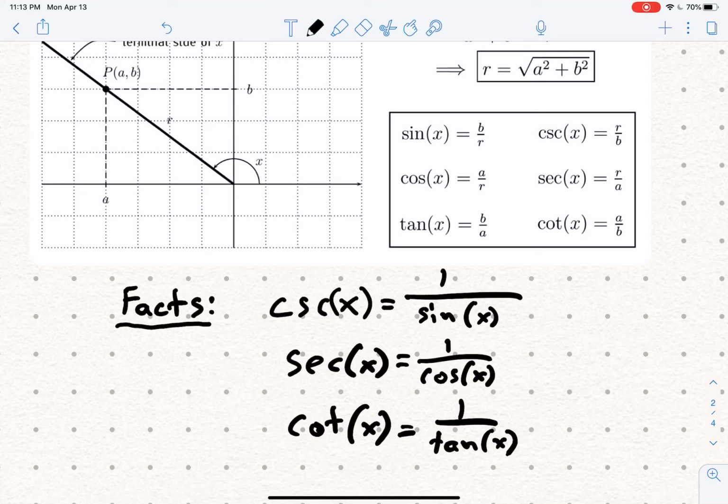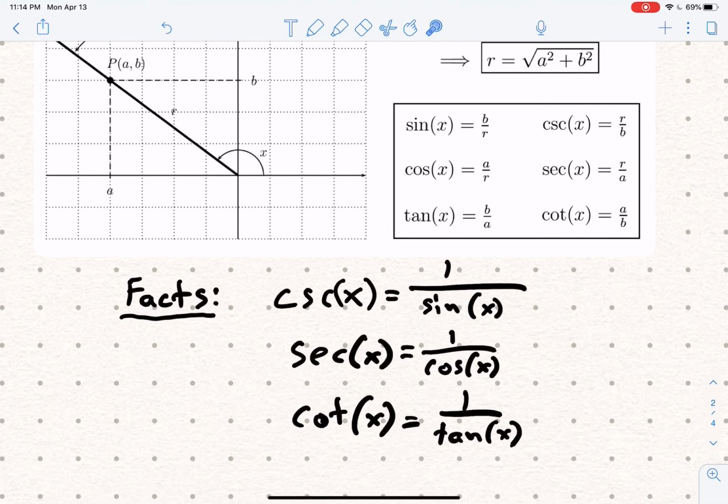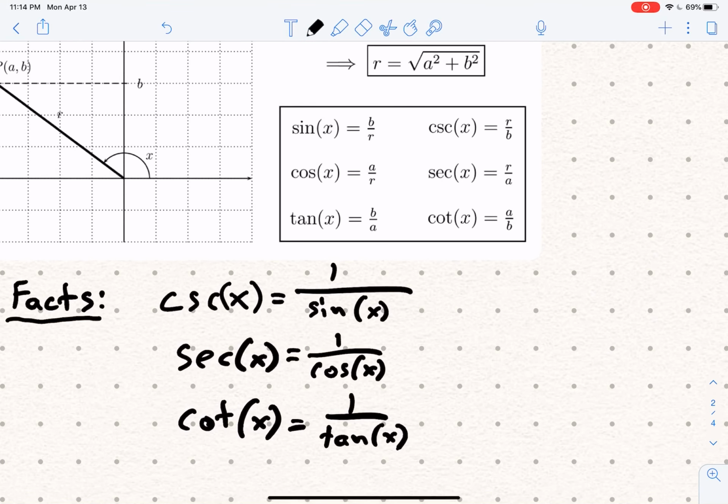Another thing to notice is that there's a relationship between tangent, sine, and cosine. If you take sine of x, that's b over r, and you divide it by cosine of x, that's a over r, and simplify that fraction. It's a little bit of a messy fraction, but you flip the bottom one up to the top and the r's cancel, and what you find is that sine of x divided by cosine of x ends up equaling b over a. It's just exactly equal to tangent x. So this gives us another handy trig identity, which is that the tangent of x is equal to sine of x over cosine of x.